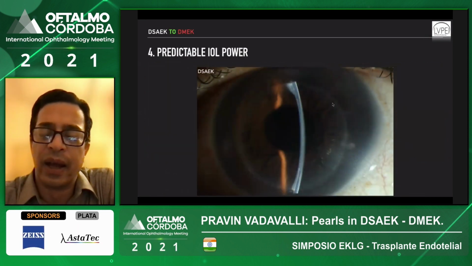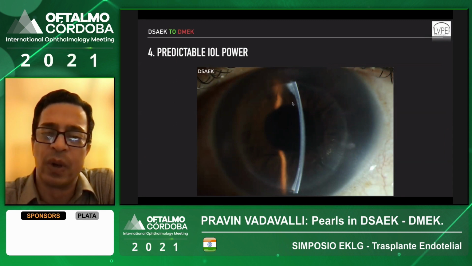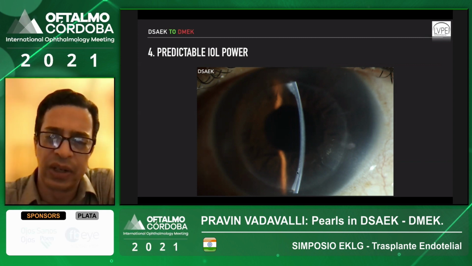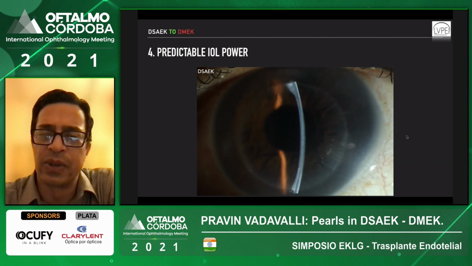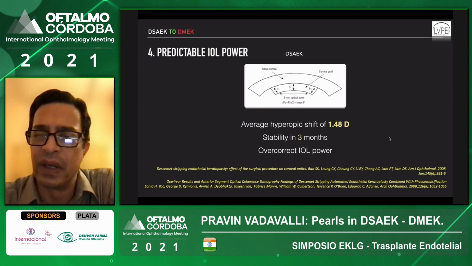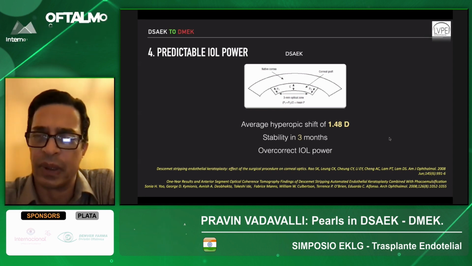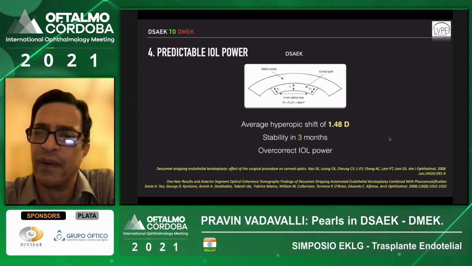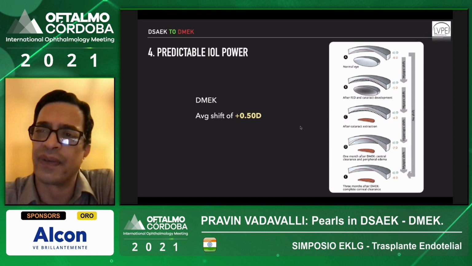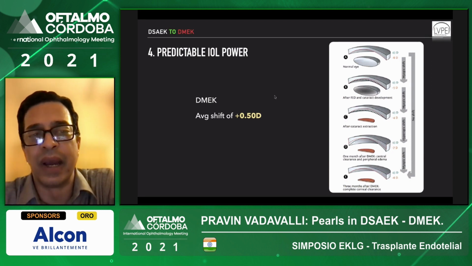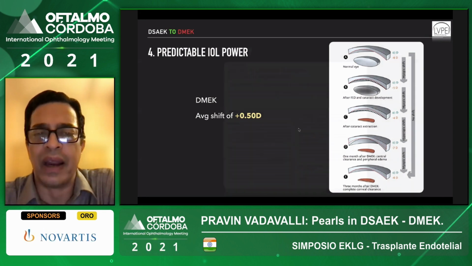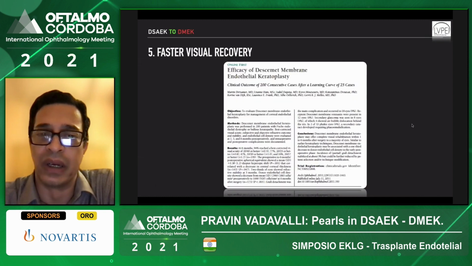And if you look at DSAEK tissues on the slit lamp, you will see that there is a posterior curvature to the tissue. And because of this posterior curvature, there is an induction of a hyperopic shift by an average of about 1.5 plus diopters. And this actually leads to unfavorable refractive outcomes if you're doing cataract surgery or if you're doing DSAEK surgery after a cataract surgery. Whereas in DMEK, the IOL power is much more predictable with an average shift of only about 0.5. And that's another reason why DMEK is more predictable.